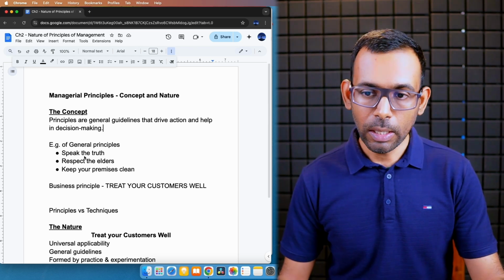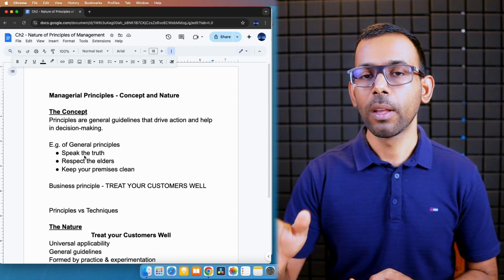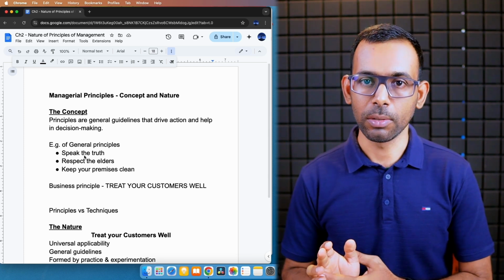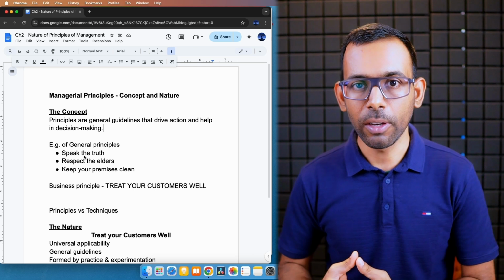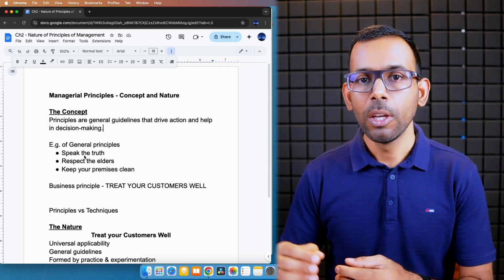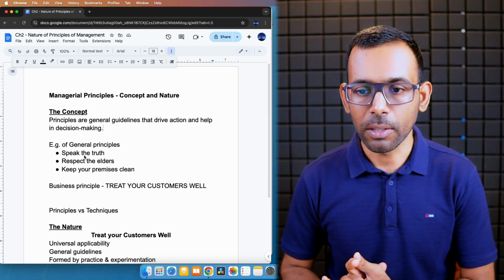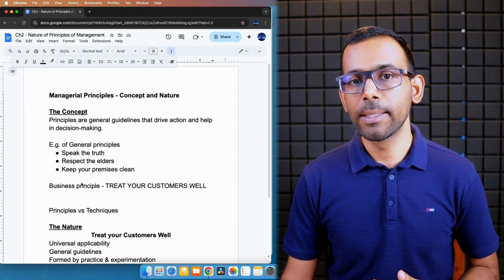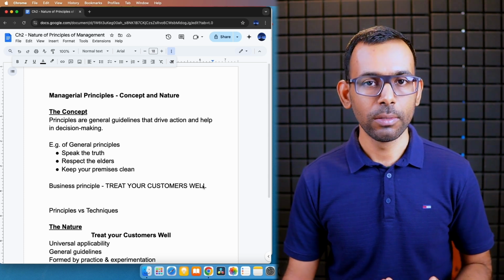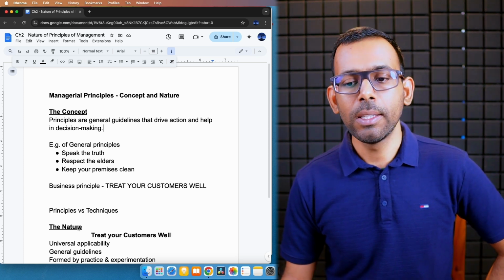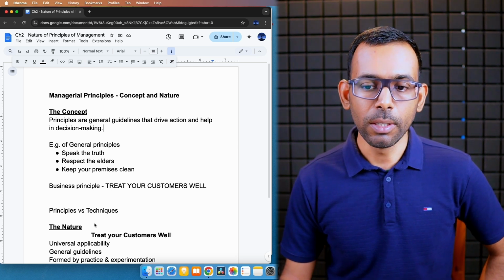You may also see that principles generally orient towards driving you in a positive direction. If you follow certain principles, you will get some good benefit. If you ignore the principles, you may have a risk of getting bad result in certain things. Now, what could be an example of a business principle? Treat your customers well.